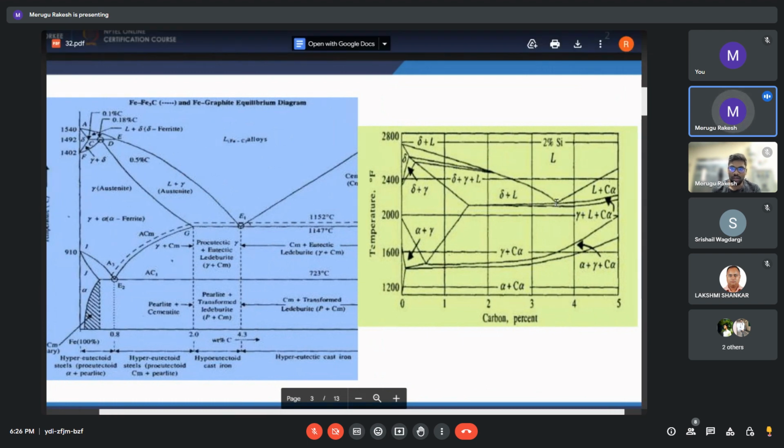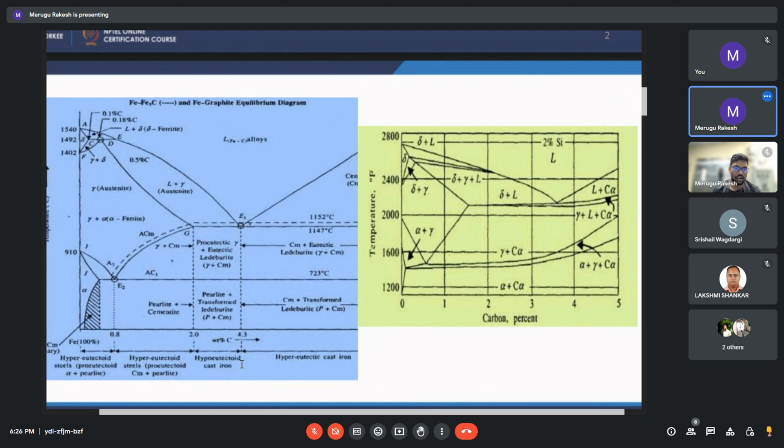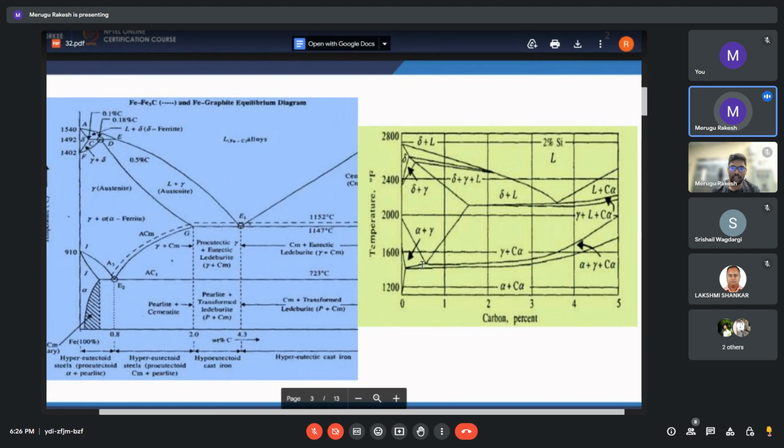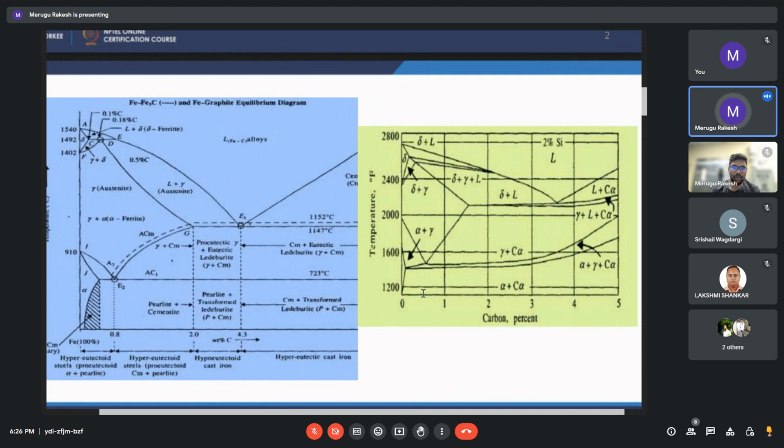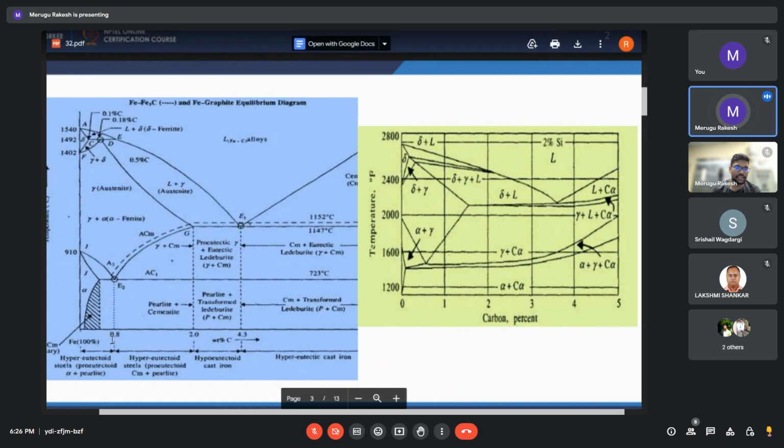If you see this eutectic point with silicon, it is between 3 and 4. It forms at around 3.6% carbon, whereas without silicon we get 4.3% carbon. Similarly, the eutectoid point also forms well below the 1 point, around 0.5%, whereas in this case it is around 0.8 percent. Similarly, the other points also change due to the addition of silicon. The figure on the right side is with the addition of 2% silicon. So this is the effect of silicon on the iron carbide diagram.